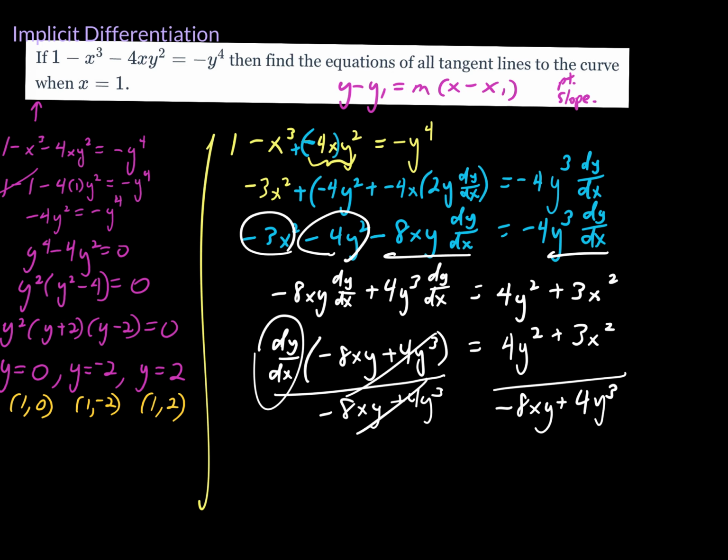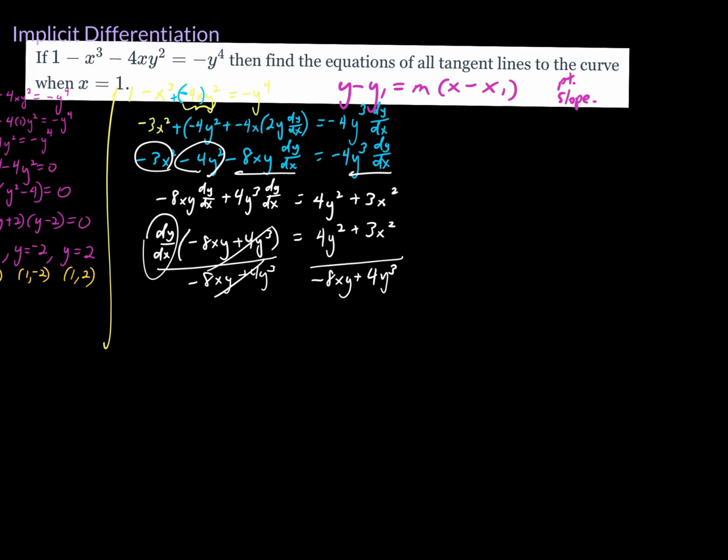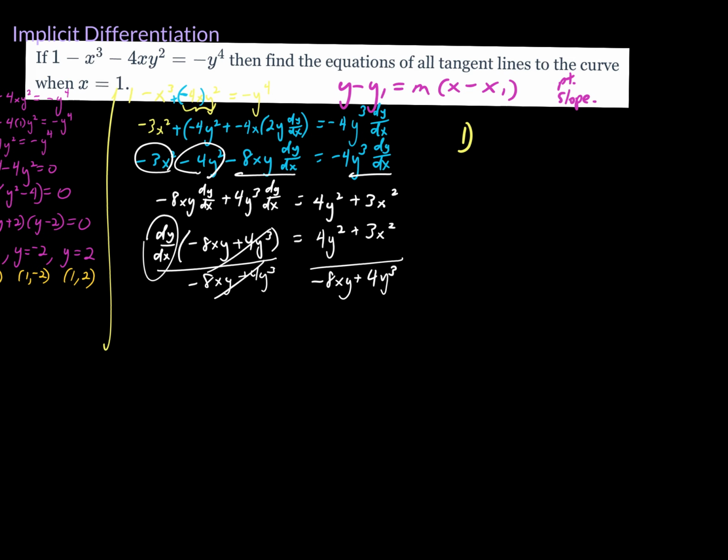Well, remember, we have to come up with all the equations of the tangent lines. We have 3 equations at x equals 1. All right? So for the first one, let me just do it like this. When we had, what was that point? Not 0, 1, 1, 0. Okay, so at the coordinate 1, 0, let's find the slope of the tangent line when x is 1 and y is 0.